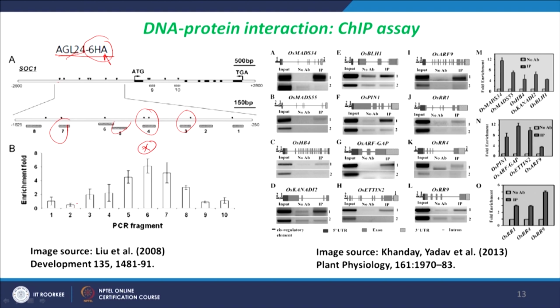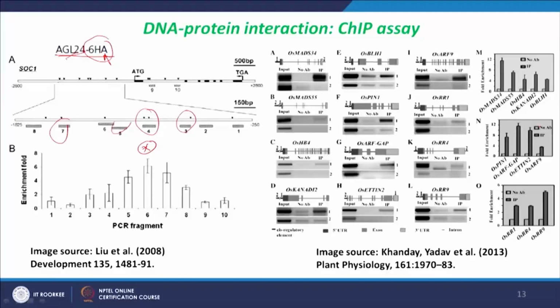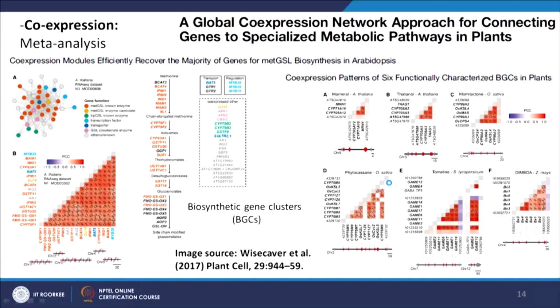A similar kind of study has been done here, where the direct targets of MADS1, another transcription factor in rice, have been studied, and here you can see this analysis has been done to show that MADS1 is directly associated with the chromatin of all these direct targets. This is the way to study DNA-protein interaction, and this is very important to understand the mechanism of a transcription factor.